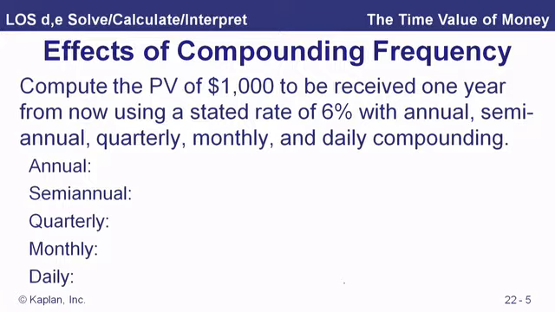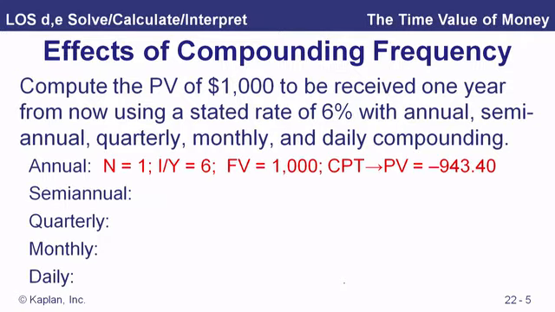Here's another example. Compute the present value of $1,000 to be received 1 year from now using a stated rate of 6% with annual, semi-annual, quarterly, monthly, and daily compounding. Well, now, with more frequent compounding, the effective discount rate over the year is higher, and we're going to get smaller values going back the other way. So the present value of that 1,000 is $943.40 if we've got 6% with annual compounding.